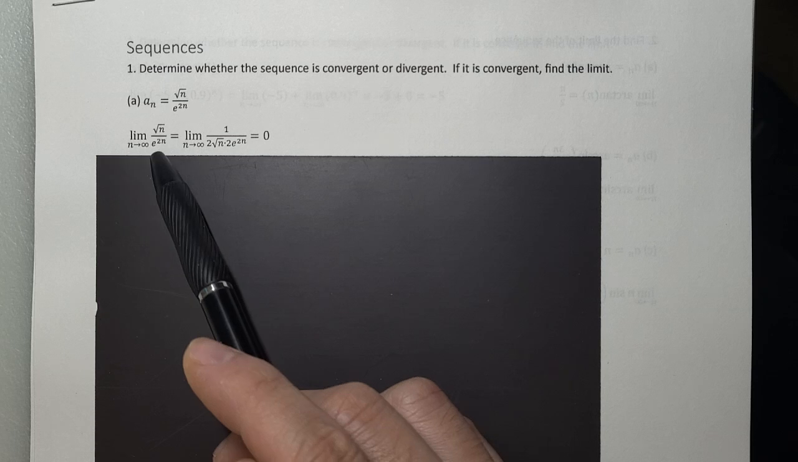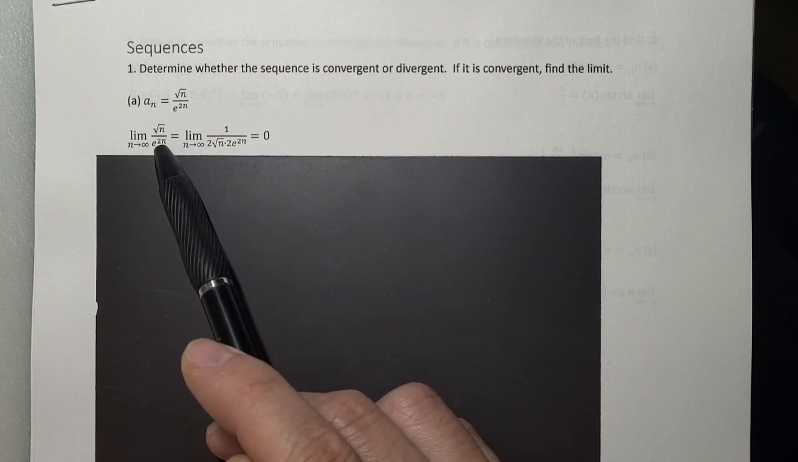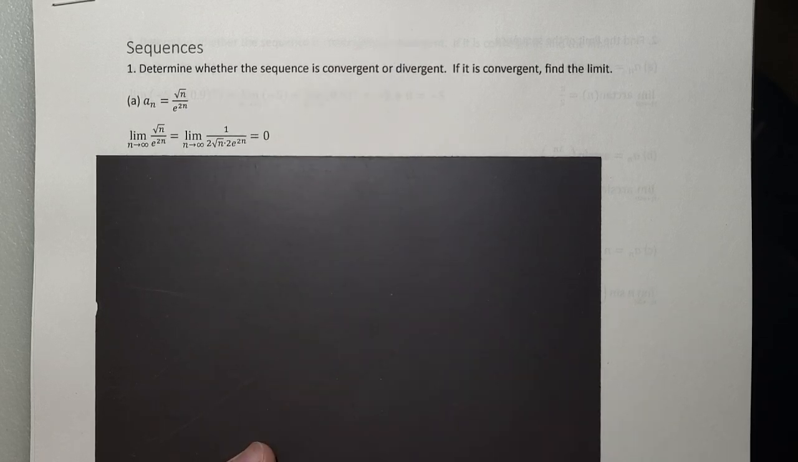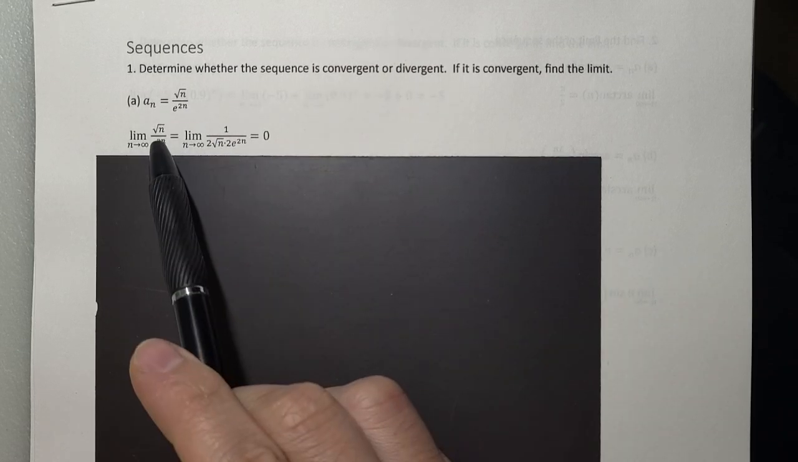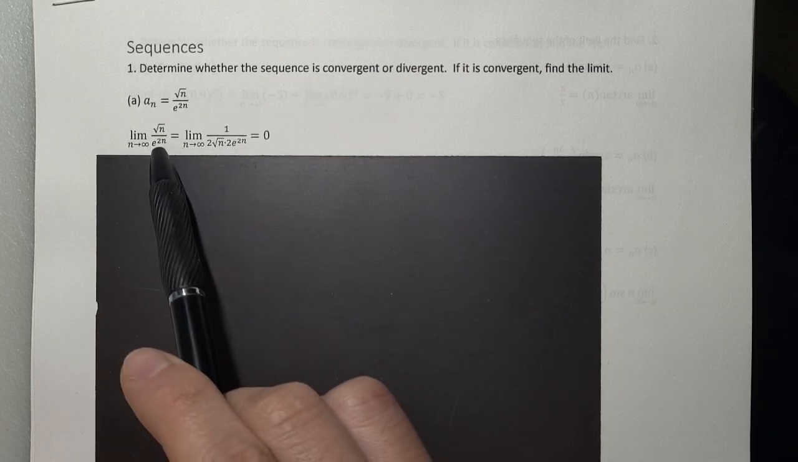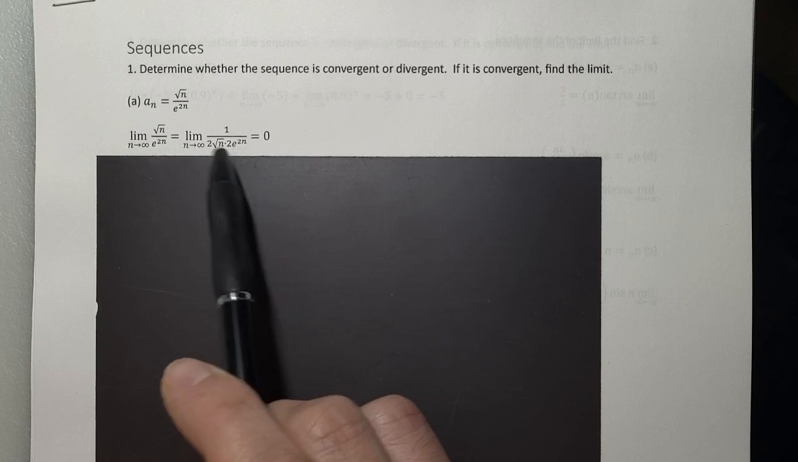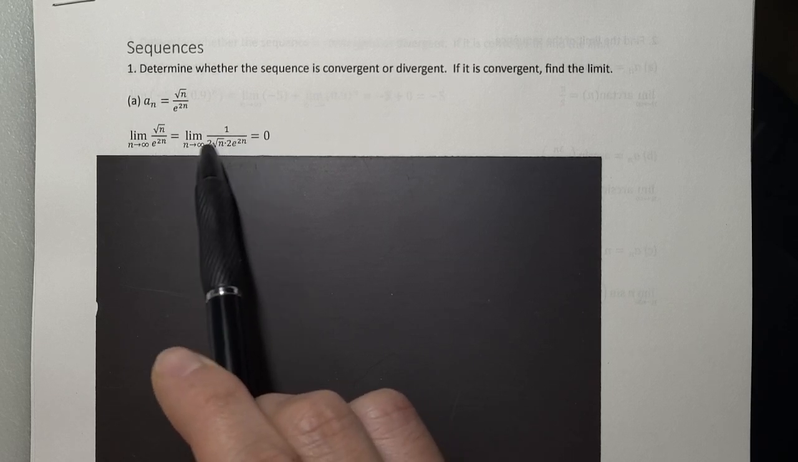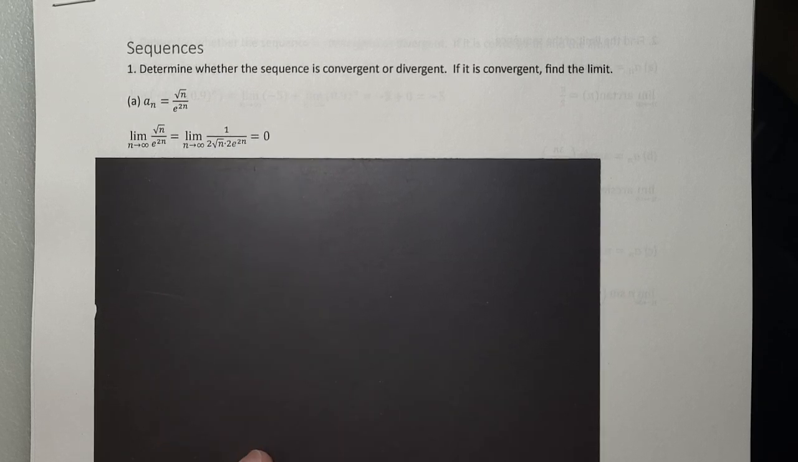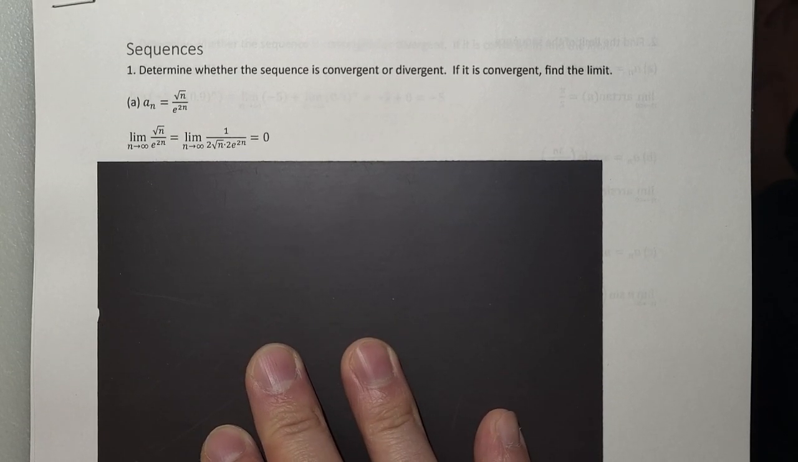If we plug in infinity, we get infinity over infinity, so we can use L'Hopital's rule. Remember, you can only use L'Hopital's rule if it's 0 over 0 or infinity over infinity. So we meet that requirement. We differentiate the top: that's 1 over 2 root n. Differentiate the bottom, you need the chain rule, so it'll be e to the 2n times 2. Now we take the limit. As n goes to infinity, the bottom gets bigger and bigger, so we're approaching 0. So this limit exists. The sequence converges, and it converges to 0.